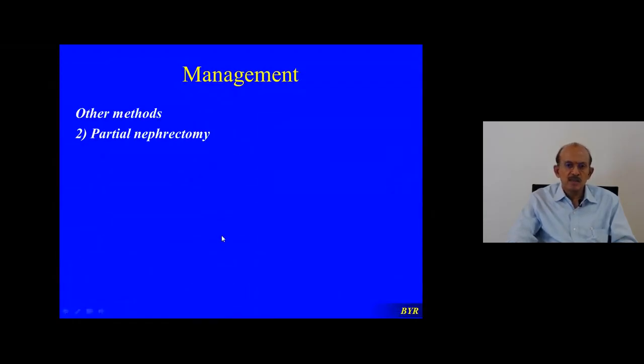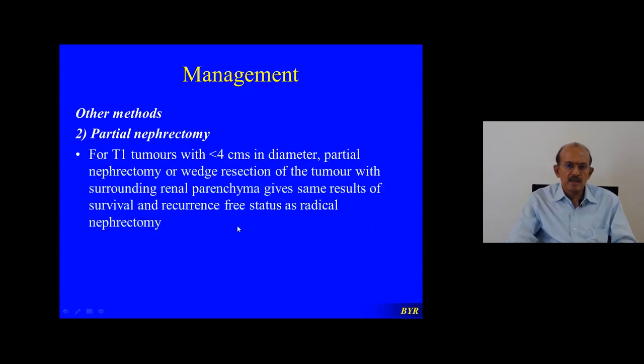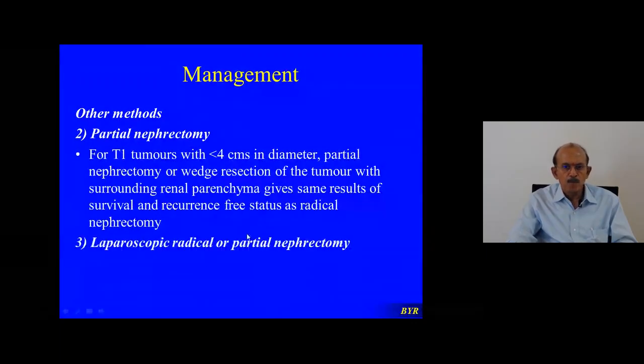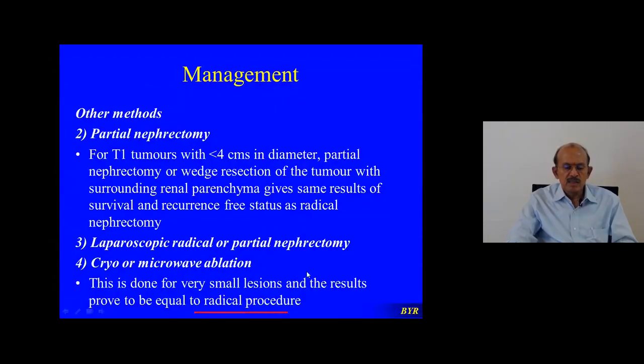Other methods, of course, partial nephrectomy we have already discussed. Laparoscopic radical or partial nephrectomy. So the procedure can be done by laparoscopic approach also. Cryo or microwave ablation. This is done for very small lesions, and the results prove to be equal to radical procedure. So if the lesions are less than 2 centimeters in diameter, then they can be ablated by cryo or microwave.